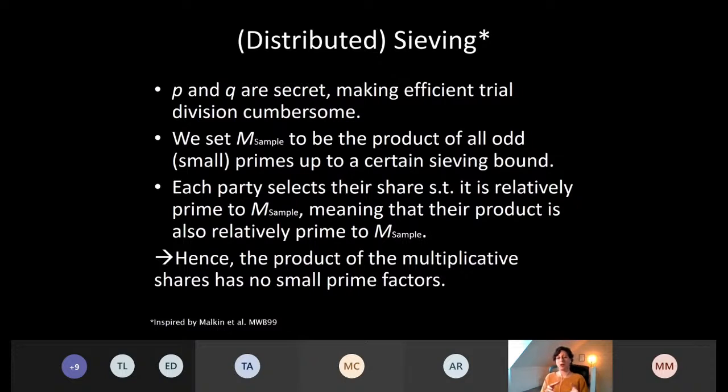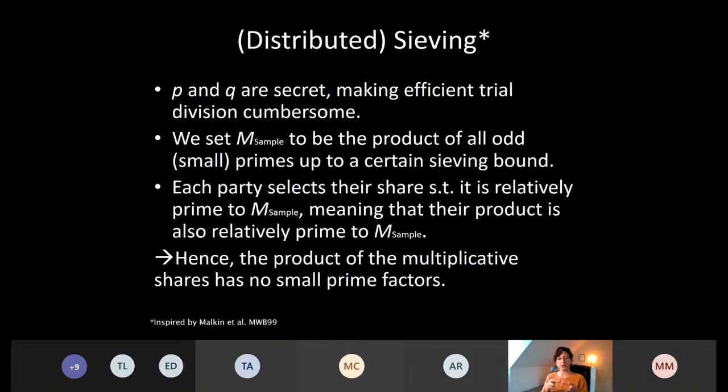We set a sieving bound up to which we want to make sure that there are no prime factors, the same as we would have done with a trial division bound. Then we set what we call M sample in our protocol to be the product of all odd primes up to that bound. When the parties in our multi-party protocol select their shares as their contribution for P and Q, they select them in such a way that they are relatively prime to M sample. This means that the product of these shares will also be relatively prime to M sample.